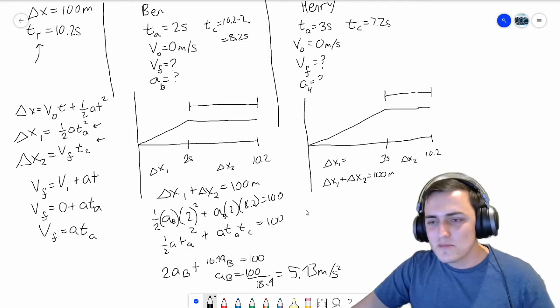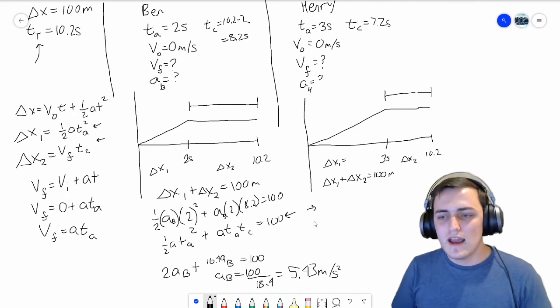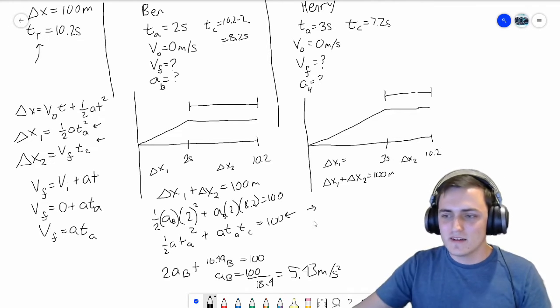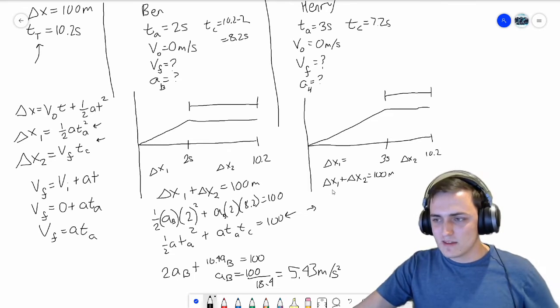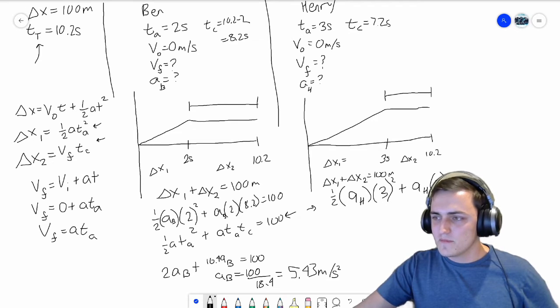Now we have to do the same process. We're really just using the same equation, same general form. Now we're just going to use it for Henry. We're going to plug in Henry's acceleration, AH, Henry's time of acceleration, Henry's time of constant velocity. And we're going to find Henry's acceleration that way. We have 1/2 a sub h. And then we have TA. And TA is going to be 3 seconds this time, and that's quantity squared, plus a sub h. And then we have time of acceleration, which is 3. And then time of constant velocity, which is 7.2, equals 100.